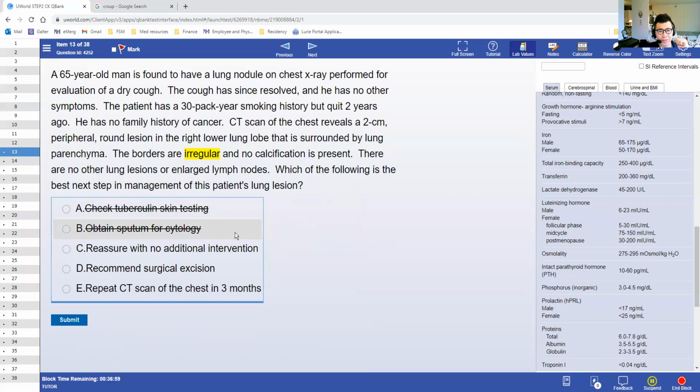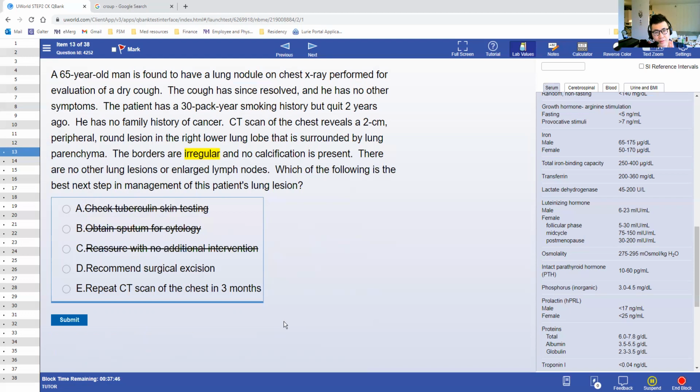Cytology, we could, but I don't really think this is going to show anything on cytology. Reassurance doesn't seem like the right thing to do. You'd at least have to repeat it. Repeat CT scan in 3 months. Maybe, I don't know. Would you surgically excise it? I guess I have at least an intermediate, not a super large one, but yeah, not like a super high suspicion. It's not a super large tumor either.